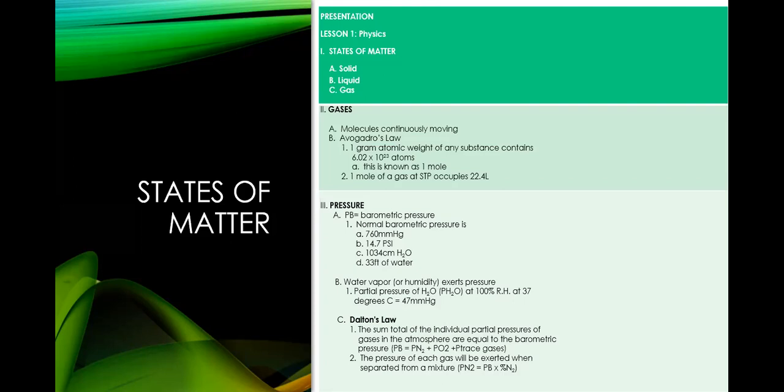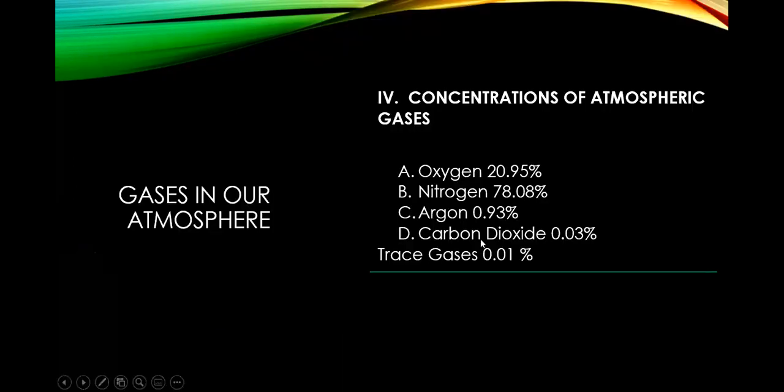So that's what barometric pressure is, guys. It's one pressure in the atmosphere that's made up of a bunch of different pressures. Okay? Here are all the concentrations that we spoke about. Oxygen is 21%, right? Nitrogen, 78%.